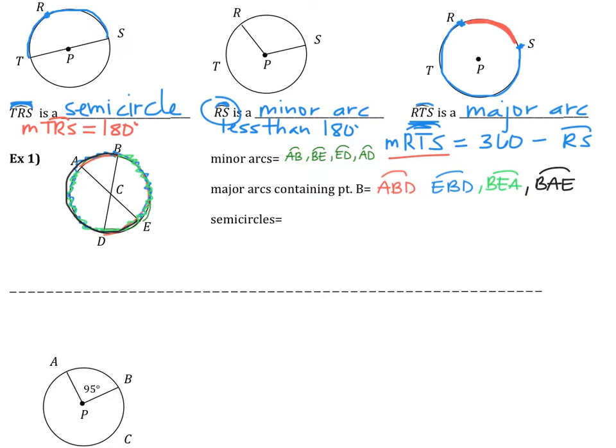Note there are other ways that you could name that. So like arc ABD, you could also name as arc AED, and it's the exact same arc. Okay, so you don't need to name it a different way.